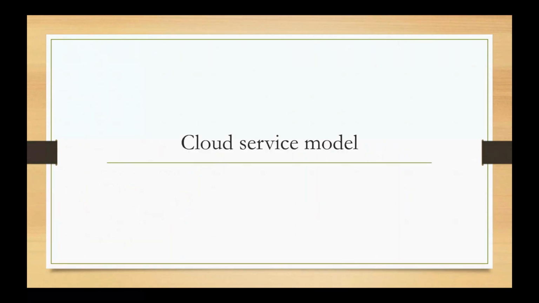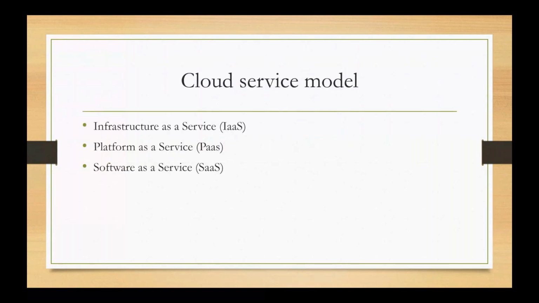And the cloud service model. The cloud service model consists of three types: infrastructure as a service, platform as a service, and software as a service. You may ask, aren't there many services? There are only three. We are seeing the introduction to cloud, and this is the main types of cloud service model. If we go for AWS, Amazon, Azure or any other, they will have many clouds.